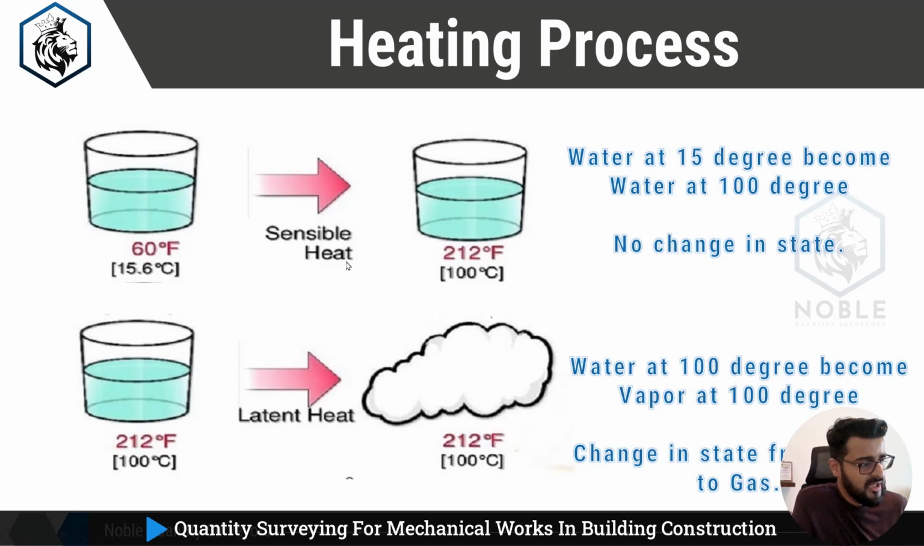So what is happening in sensible heat is no change in the state. Water stays water. What is happening in latent heat is the state is changing. The water becomes vapor. This is known as latent heat. And the total of these two is known as total heat. It is required to convert water into gas. Okay, so this is how the heating process works.